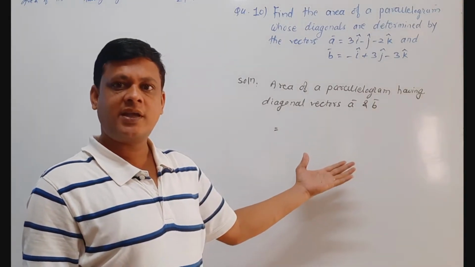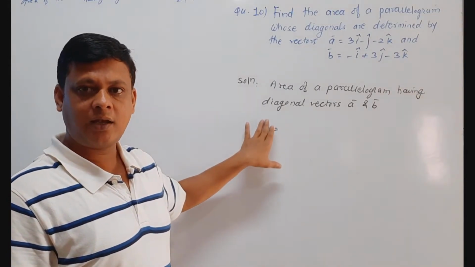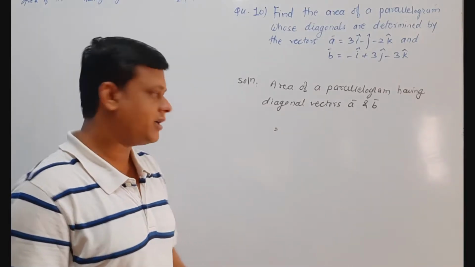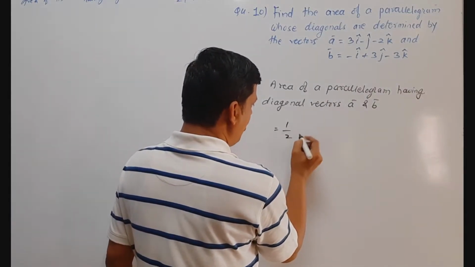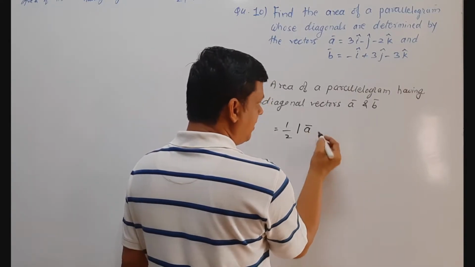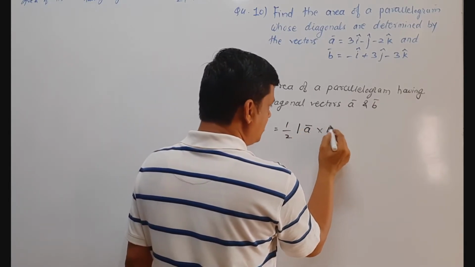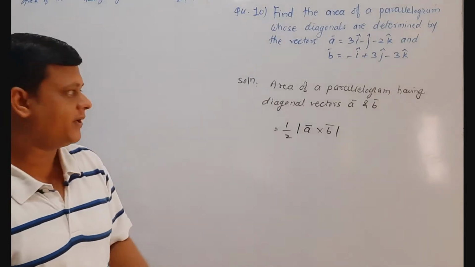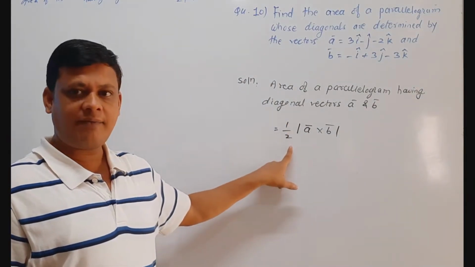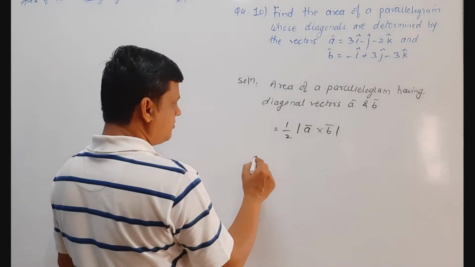In the previous example we proved that area of parallelogram is equal to half of the cross product of the diagonal vectors. So we write half of the magnitude of A bar cross B bar. That means we have to first find A bar cross B bar, then take its half value for the area of the parallelogram. So first find A bar cross B bar.